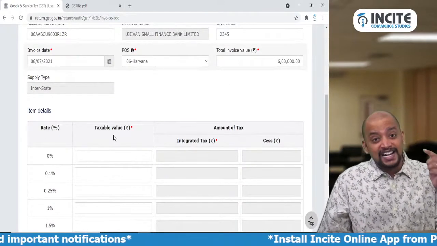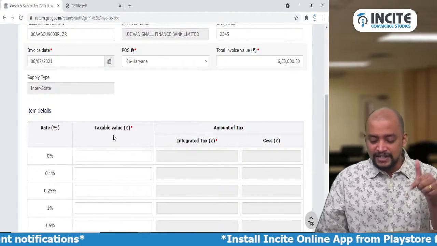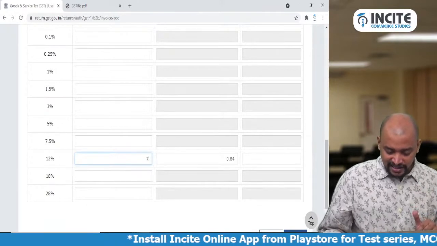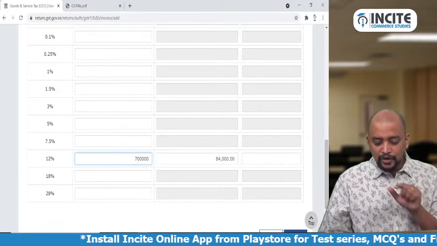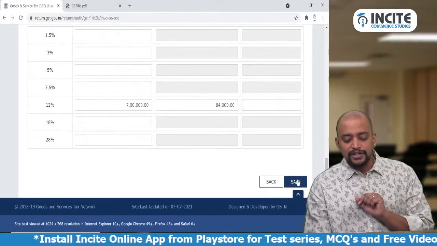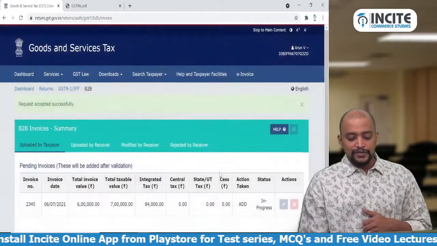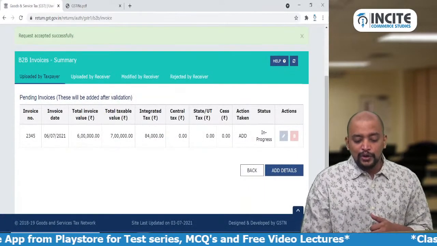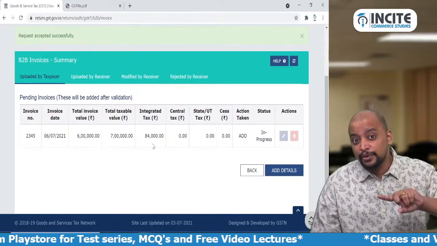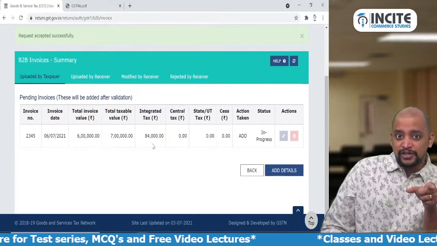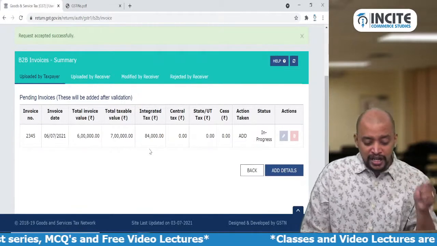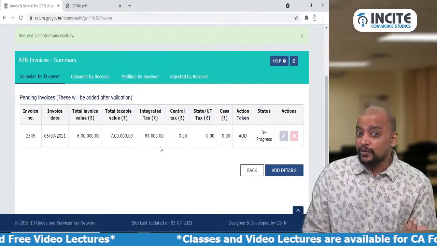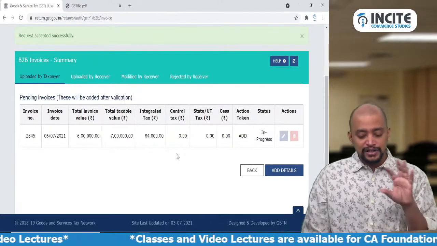But in taxable value, we should not enter 6 lakhs. We should enter 12% rate. So you enter 7 lakhs. Then only 84,000 will come. And you need to click on save. Okay. So when you click on save, the record is entered. So total invoice value, total taxable value. So now the GST is computed based on taxable value, not based on invoice value. You understood? If you give the invoice value as 6 lakhs and taxable value as 6 lakhs, the tax cannot be calculated as 84,000. So this is what we need to do.